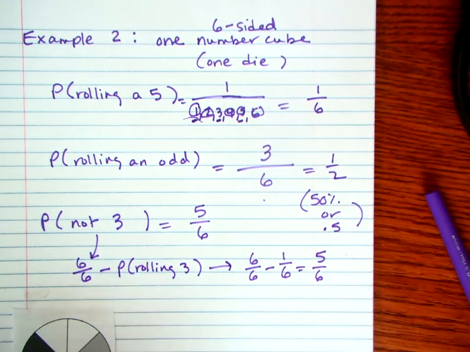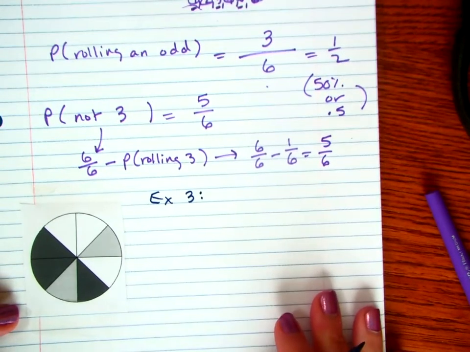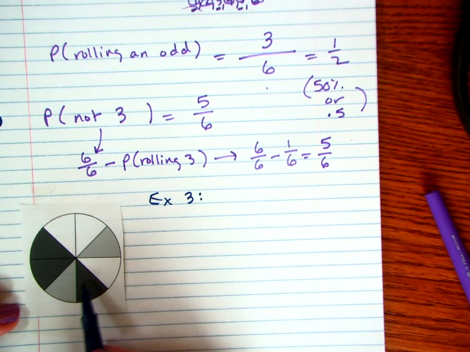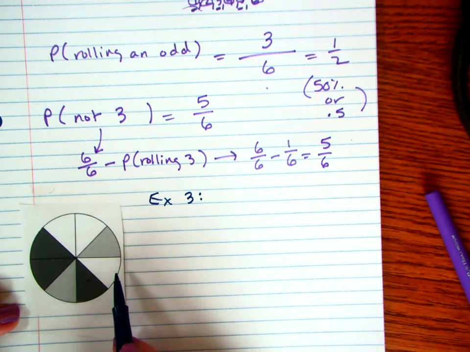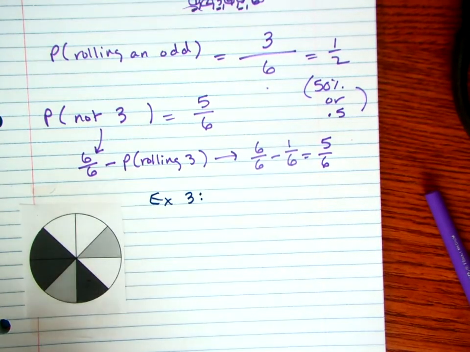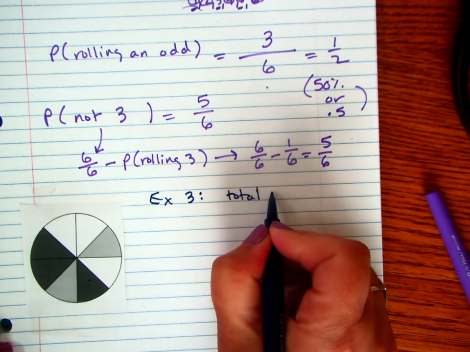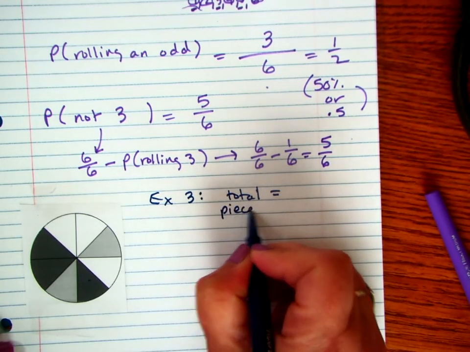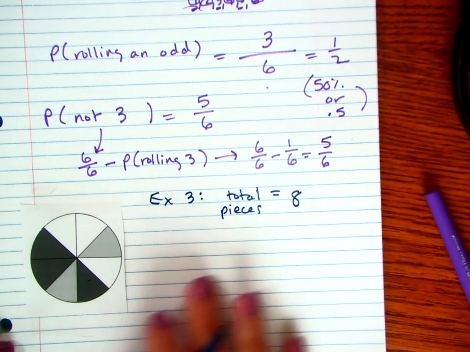All right. Last example is going to be the spinner. Here you can see that we have 3 darker gray spots, 2 lighter gray spots, and 3 white spots. Now you're going to assume they're all equally likely because otherwise the probability is a little bit harder to figure out. But if they're all equally likely, I have a total of how many pieces? 1, 2, 3, 4, 5, 6, 7, 8. So I have 8 pieces. Everything I do is going to be out of 8.